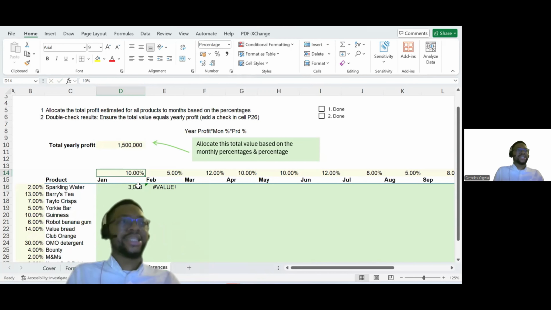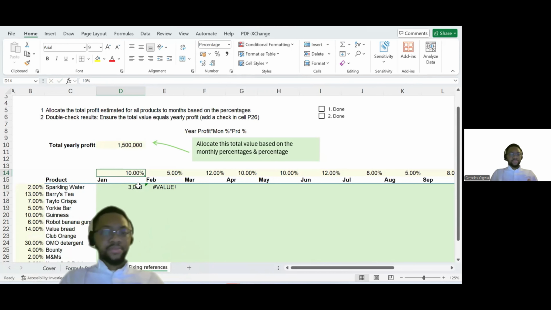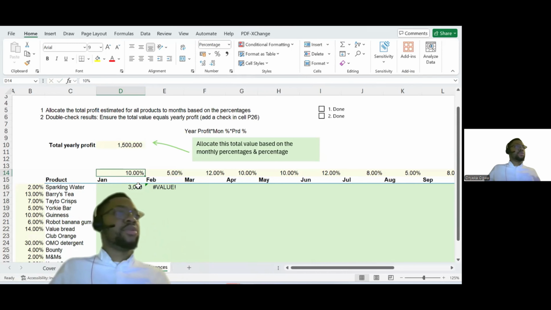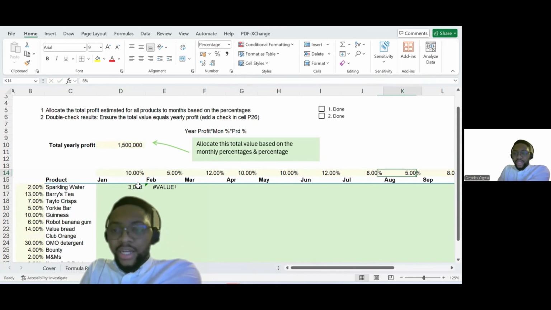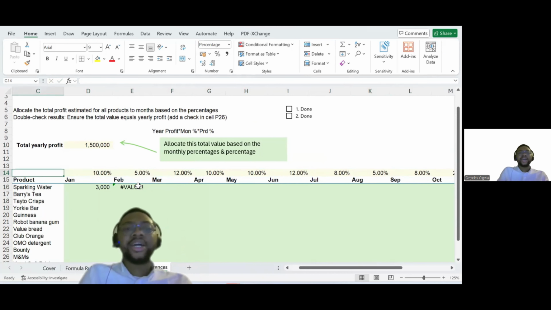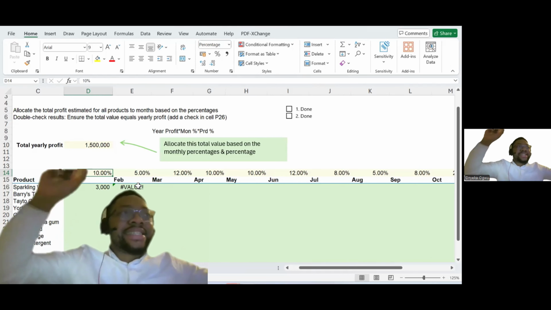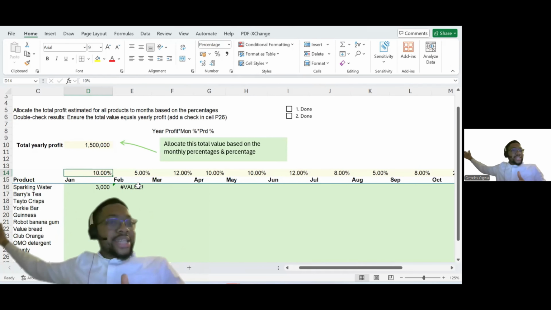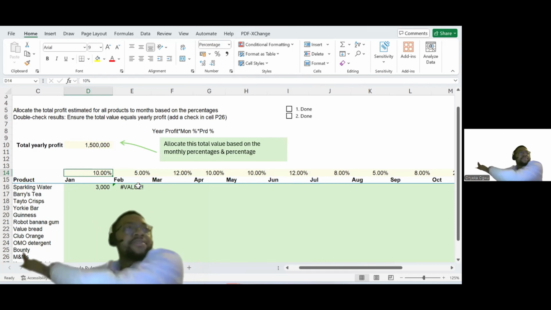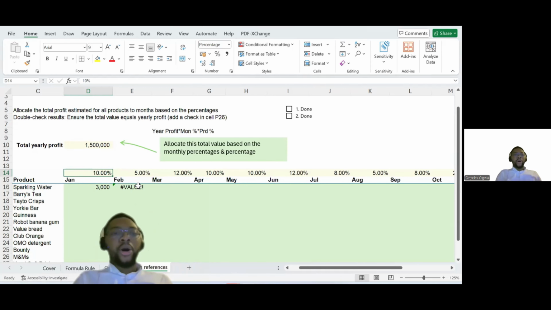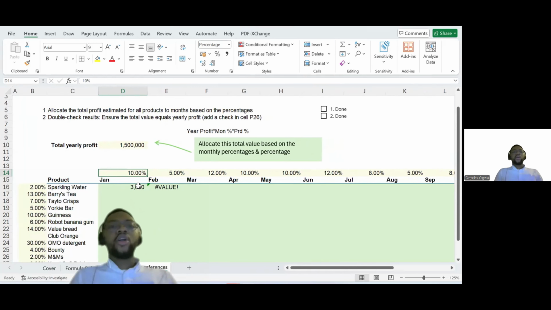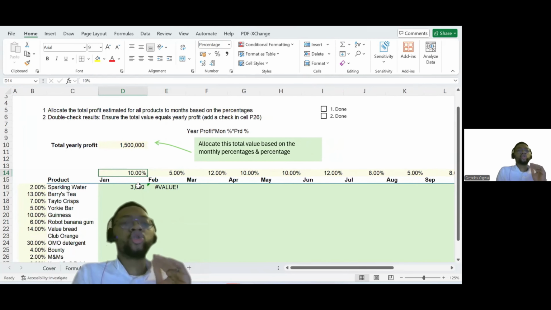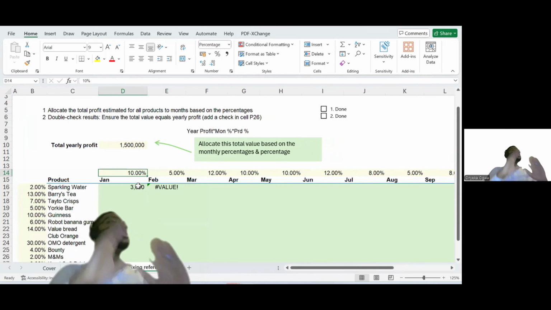Now, the month percentage, will the monthly percentage change every month? Yes or no? Yes, it will change, because it's going right. So that means that we cannot absolutely reference this because we want it to change. We want it to be moving. But do we want it to change rows, or change column, or change both?